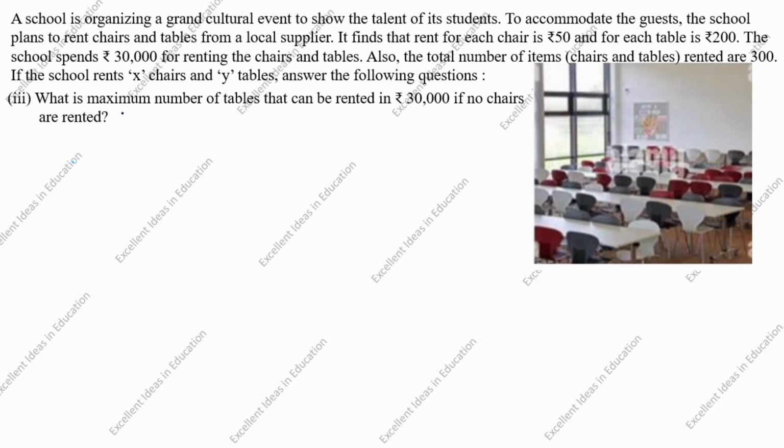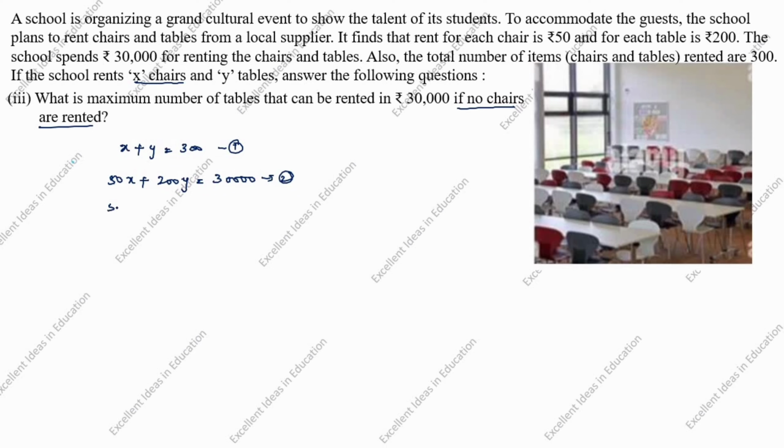Next, what is the maximum number of tables that can be rented in rupees 30,000 if no chairs are rented? So what is the first and second equation? X plus y is equal to 300. This is the first equation. Second equation is 50x plus 200y is equal to 30,000. This is second equation. In this question, you see if no chairs are rented. Chairs is x, right? You see chairs is x.